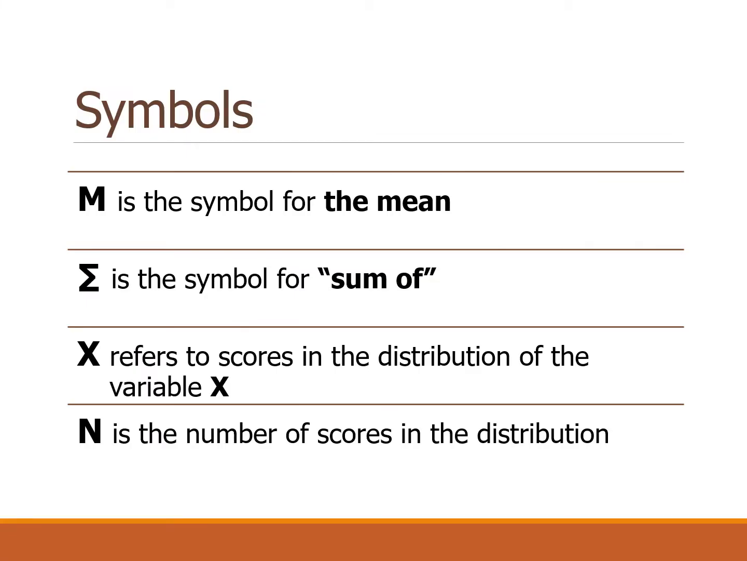We use these symbols, and you'll see these throughout the rest of the course. We use M to mean the mean. We use this symbol called sigma to mean the sum of. We use X to mean the scores or the distribution of the variable X. Sometimes I'll use Y to refer to scores in the distribution of the variable Y. And then we use the letter N to refer to the number of scores in the distribution.